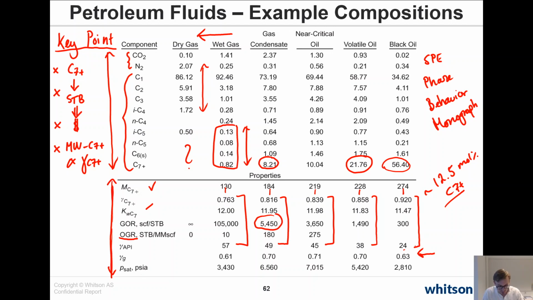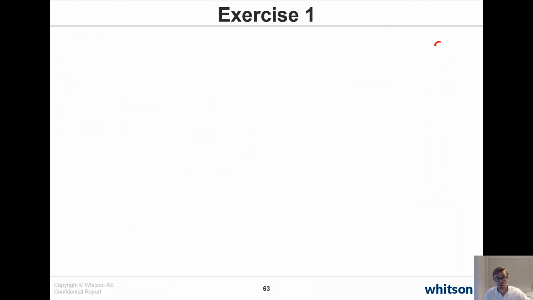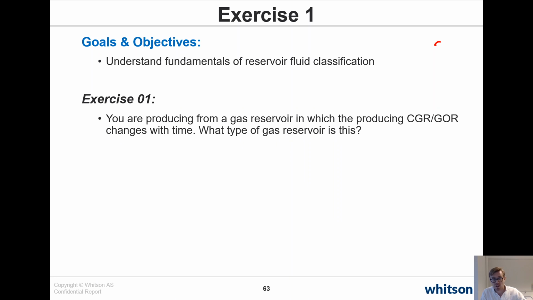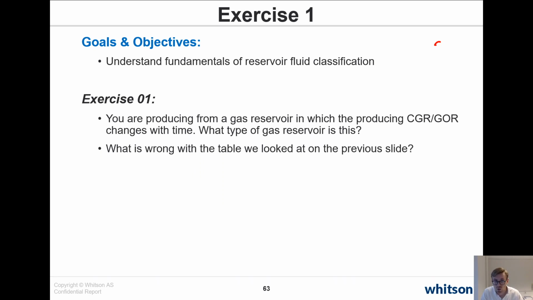Good. So now I've hopefully conveyed a couple of key concepts, but hopefully also confused you a little bit, because now the exercise is actually starting, and it's about this particular table. And the goals and objective of the exercise is to understand fundamentals of reservoir fluid classification. And the exercise is two different questions, very, very simple. The first one is you're producing from a gas reservoir in which the producing CGR/GOR changes with time. What type of gas reservoir is this?